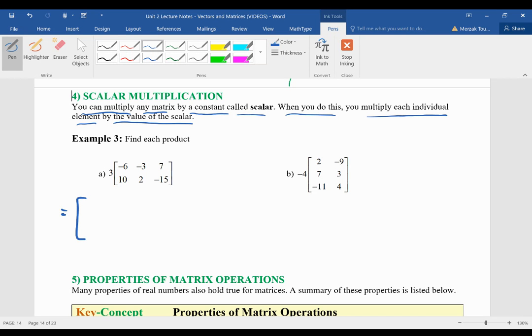3 times -6 is -18. 3 times -3 is -9. 3 times 7, 21. 3 times 10, 30. 3 times 2, 6. 3 times -15, -45. Good. Let's do the next one.